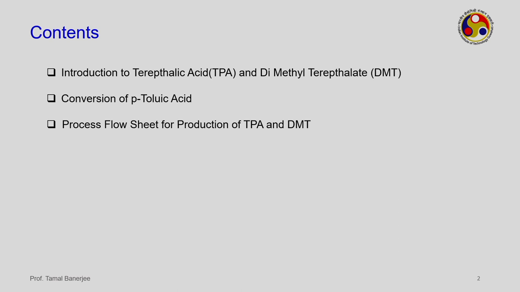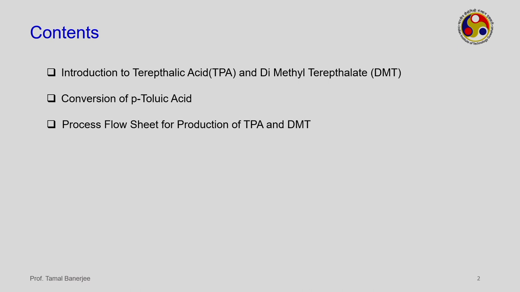So, first we will introduce terephthalic acid and dimethyl terephthalate, and where they are used. These are primarily the precursors for the manufacture of the polymer called PET. PET, you must have heard, polyethylene terephthalate. They are used in bottles, cans and several other applications. So, it is another polymer which is widely used.